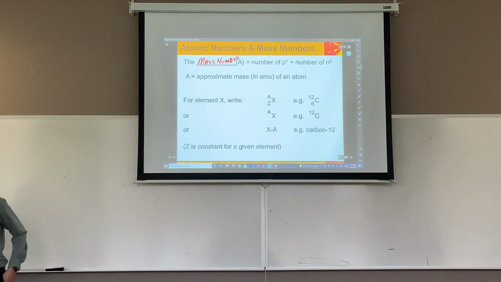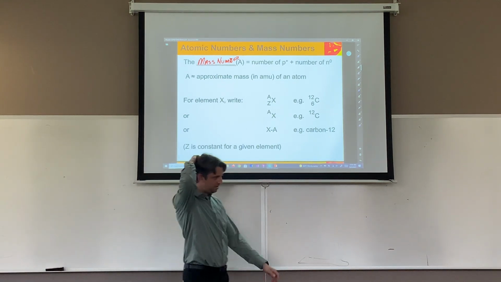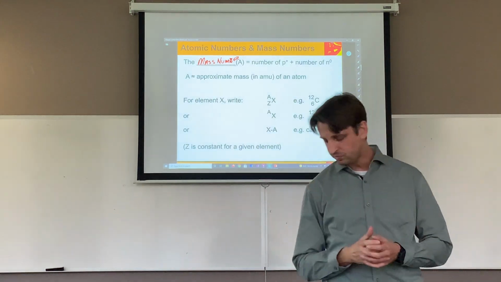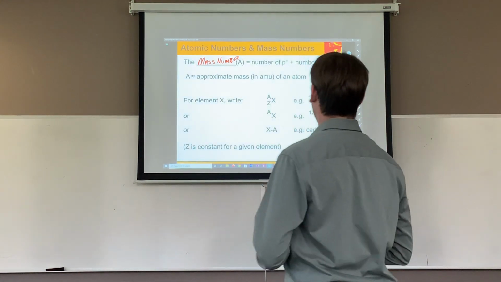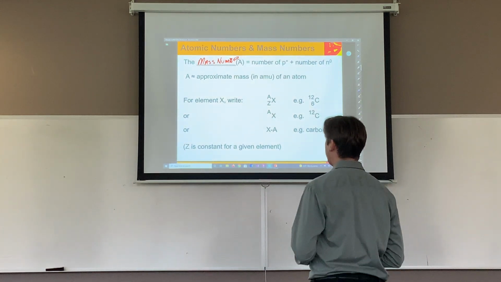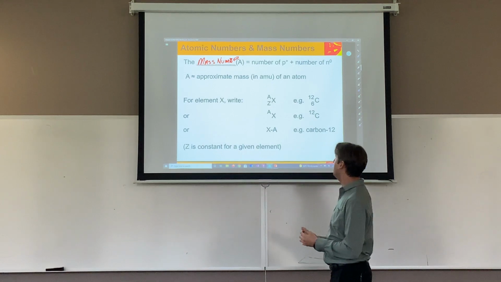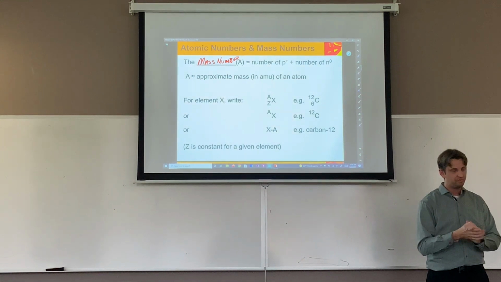So the mass number, capital A, is the number of protons plus neutrons, okay? Mass number, protons plus neutrons. So the mass number is approximately equal, that's what the squiggly equal sign says there, to the mass in AMUs for an atom.